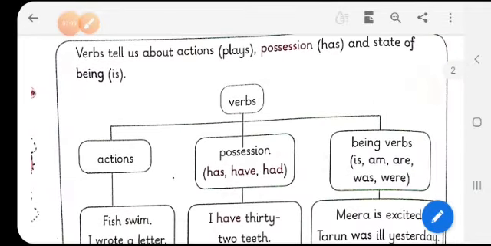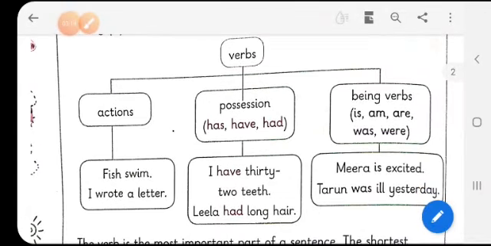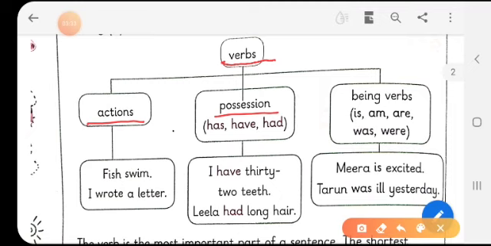Now, what else should we know about verbs? Verbs tell us about actions. Actions mean place, possessions, that is what it has, and state of being, that is represented as is. Now let's see the flowchart shown here. First we have the heading verbs, and under verbs what kind of actions are included? First are the actions, then possessions with the verbal words like has, have and had. Then being verbs. Being verbs include is, am, are, was and were.